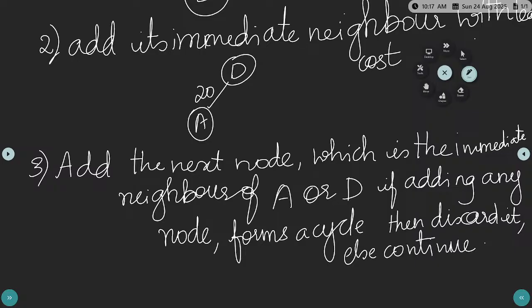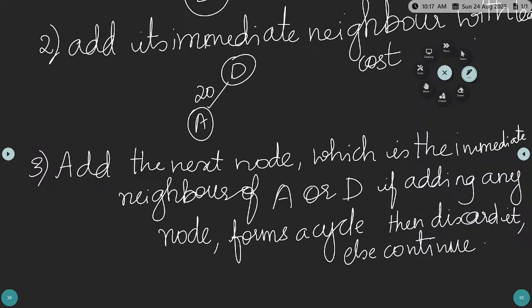Add the root node, then add its immediate neighbor which is having least cost, right? Next, what you are doing? Add the immediate neighbor of the next node. If it forms a cycle, discard it, else continue. Is that clear? Have you understood this one?